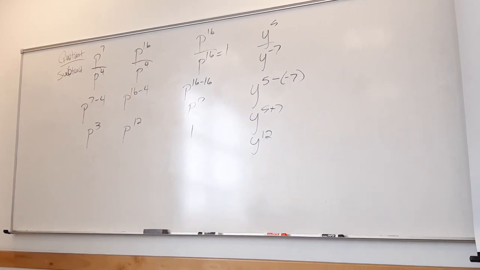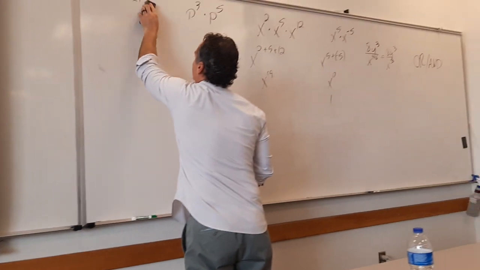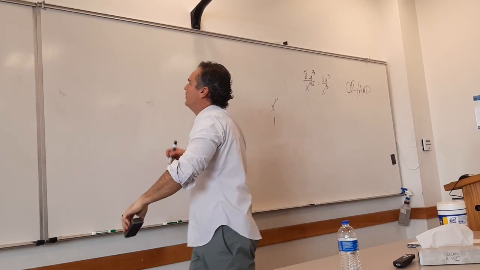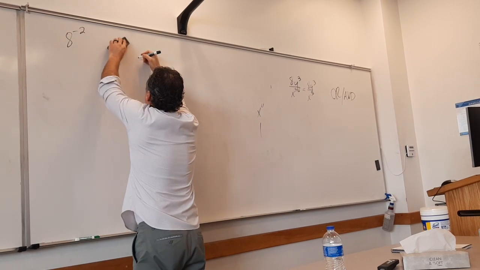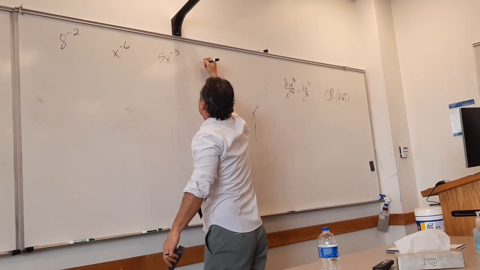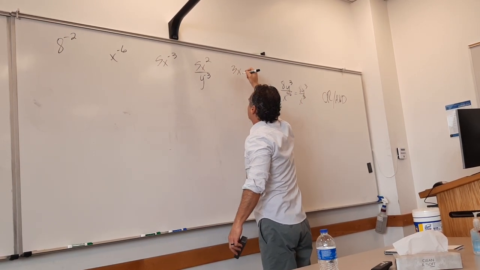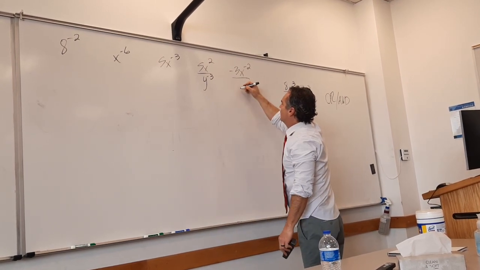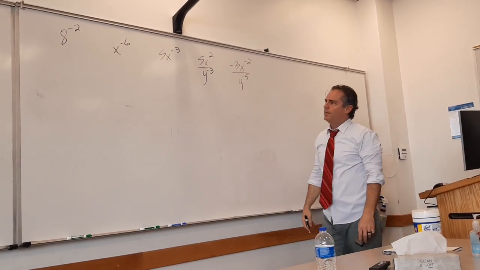Okay. Negative exponent rule. Read these problems to me. I'm ready. Go. 8 to the negative second. 6, x to the negative sixth. 5x to the negative third. 5x to the second over y to the negative third. Negative 3x to the negative second, and then over y to the negative fifth. Is that all of them? Yeah. Okay.